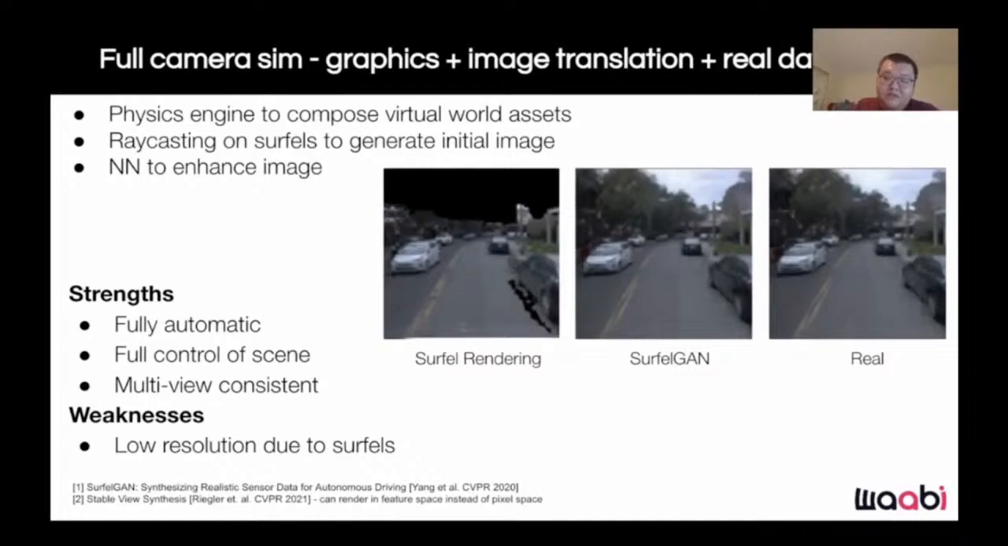However, the use of the surfel-generated assets means that the generated images have lower resolution. Recent work such as stable view synthesis tries to improve performance by rendering the feature space and then using a neural network to generate the final image, but has yet to be extended to dynamic autonomous driving environments. Finding the right balance of model-based or physics-based graphics and machine learning is still an open area of research.